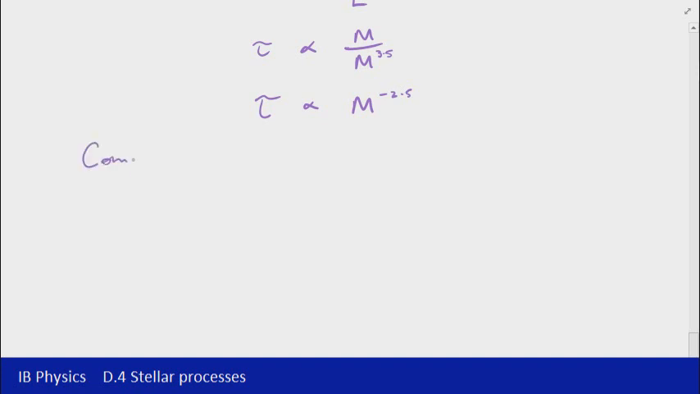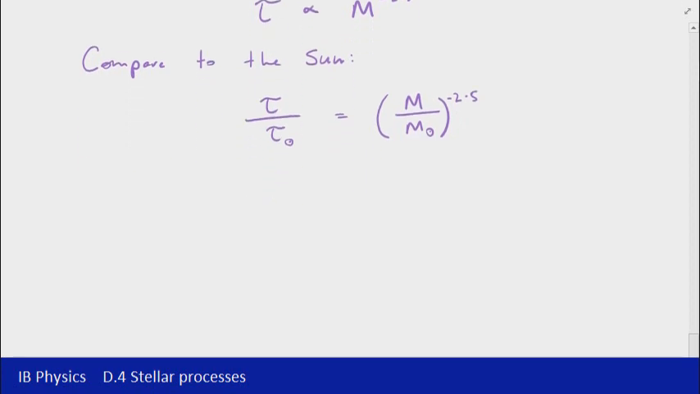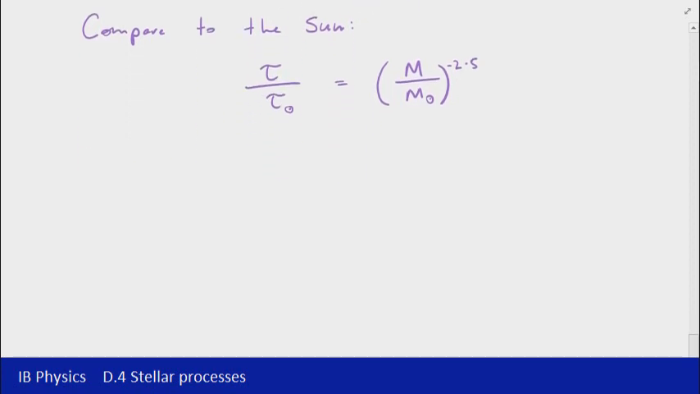More specifically, the syllabus refers to comparing the lifetimes of main sequence stars to that of the Sun. So if we're going to compare to the Sun, we're looking at how the lifetime of a star compares to the lifetime of the Sun, and the notation that we use there is that circle with a dot in the middle. So that ratio will be the same as the mass of the star over the mass of the Sun to the power of negative 2.5. So there's a relationship that we can now use to compare any star to the Sun.